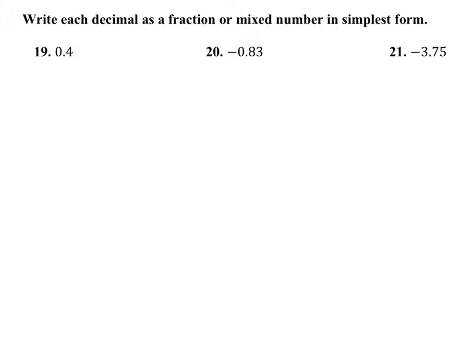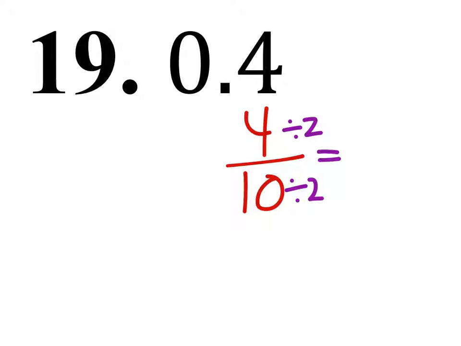All three of these are terminating decimals. We're just looking for the place value of the number farthest to the right. That will tell us in a fraction what the denominator is. So for example, this is 0.4, and what's the place value of the 4? Tenths. So it's 4 over 10, which we would simplify by dividing both by 2 to get 2/5.